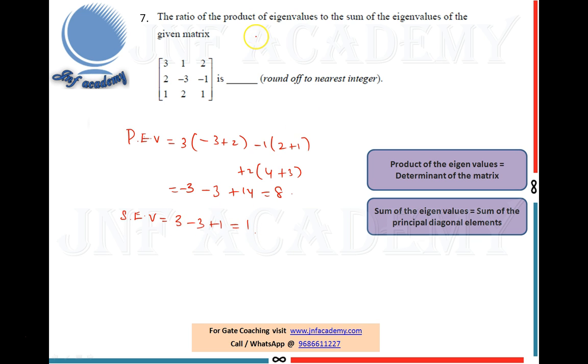You have to find the ratio of the product of eigenvalues to the sum of the eigenvalues. Product by sum is equal to 8 by 1. So the final answer is 8. This is the final answer.